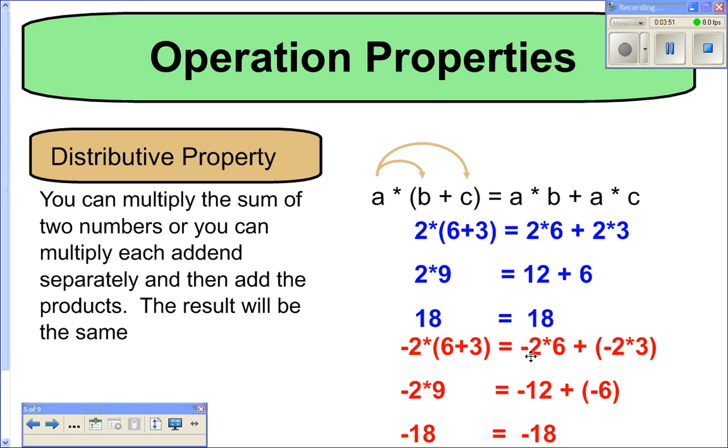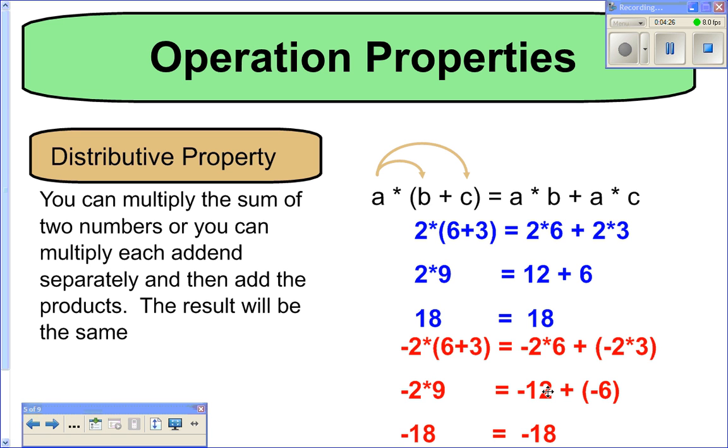Well, what if we distributed that negative 2 to the 6 and to the 3? We would have negative 2 times 6, and then we'd be adding negative 2 times 3. Well, a negative times a positive would give us a negative, so negative 2 times 6 would give us negative 12. And negative 2 times positive 3, a negative times a positive would give us a negative. So negative 2 times 3 gives us negative 6.